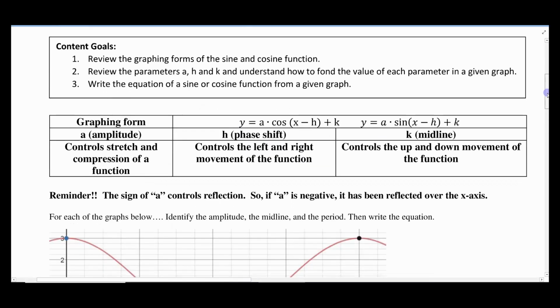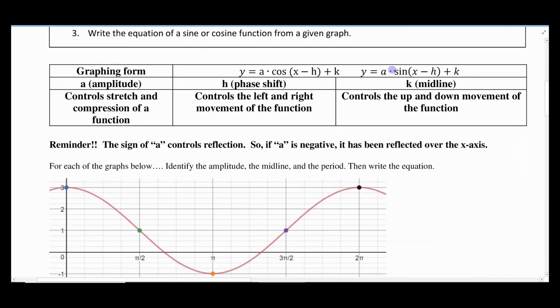We are looking at our graphing forms here. This is what we've covered the last 4 days, pretty much all of last week. So they both look very much the same. The only difference is the cosine versus sine, but A, H, and K all fall in the same locations for sine or cosine. It doesn't really matter which trig function we're using. And A, H, and K all control the same thing with the graph.